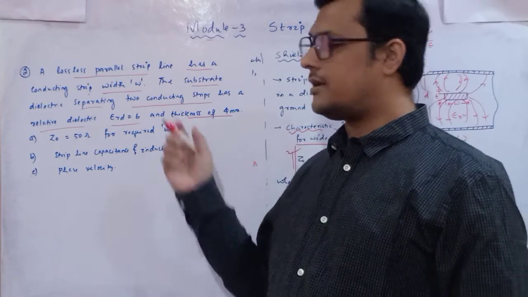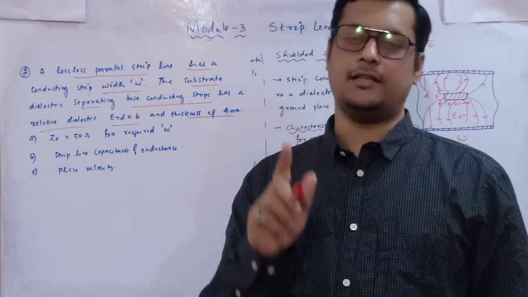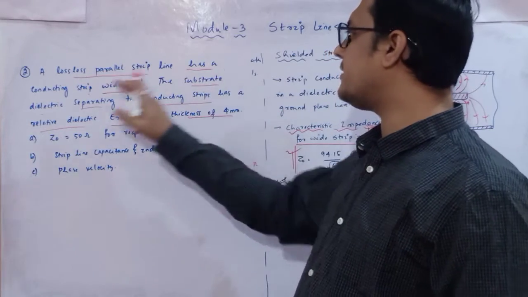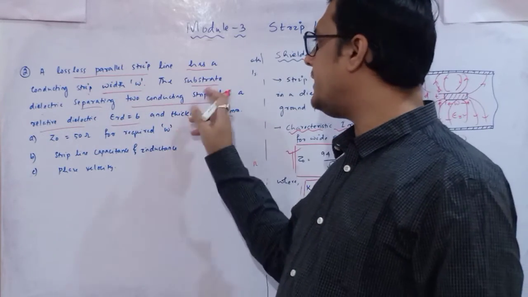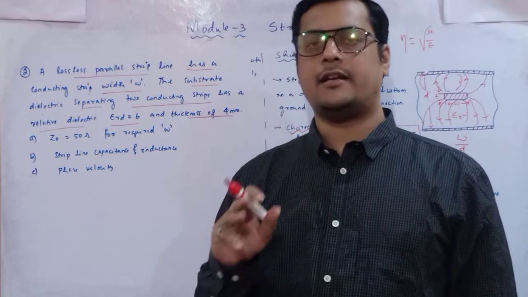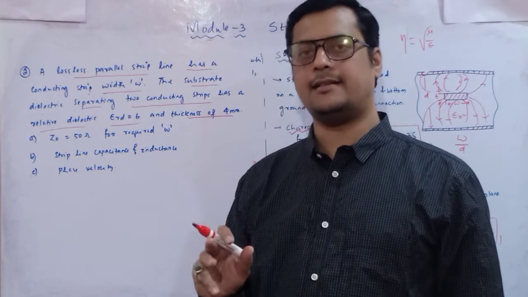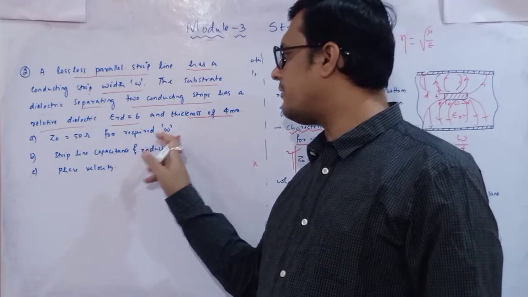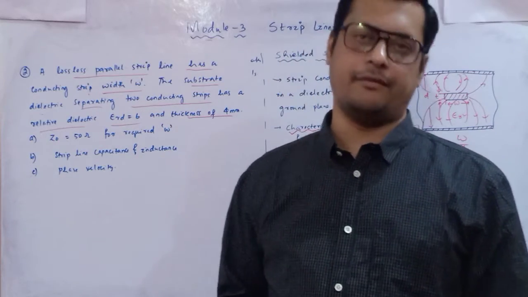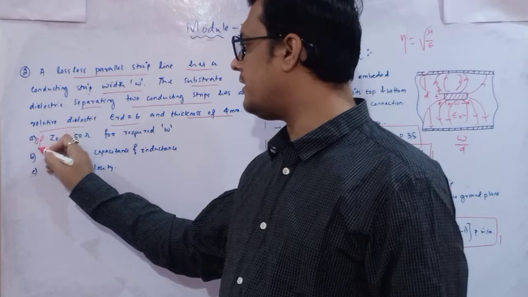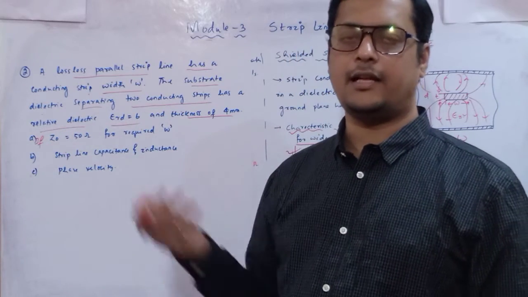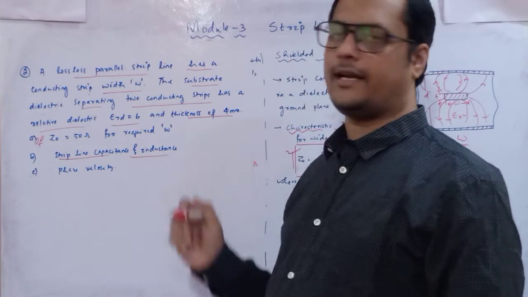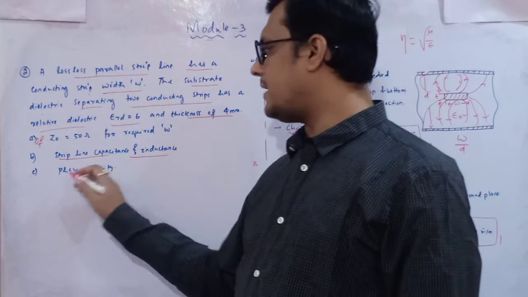Okay. What are the information? First, it is a lossless parallel strip line, whose conducting strip width is small w. Next, the relative dielectric permittivity is 6 and the thickness is 4 millimeter. Next, for a required W, the characteristic impedance is 50. If Z0 is 50, then determine the width. That is the first question. Second, we have to identify the strip line capacitance and inductance. And the last one is the phase velocity.